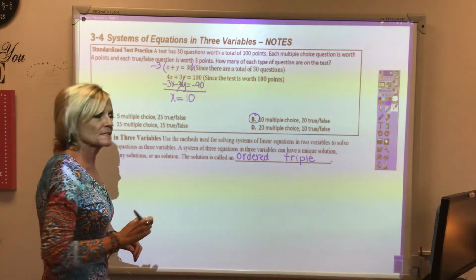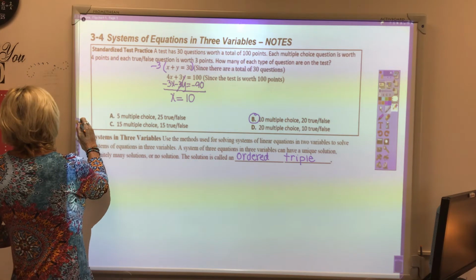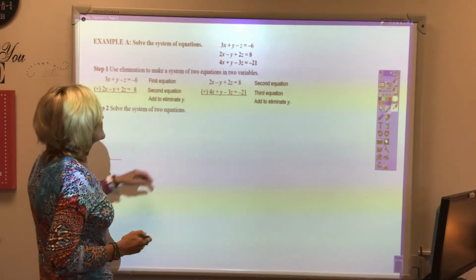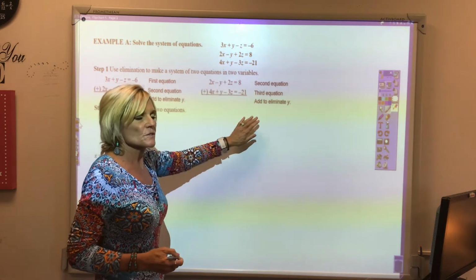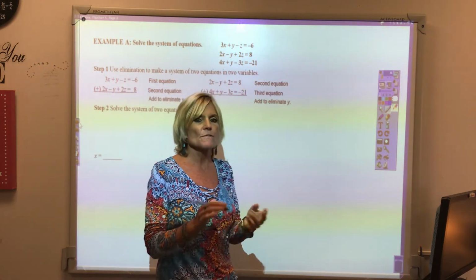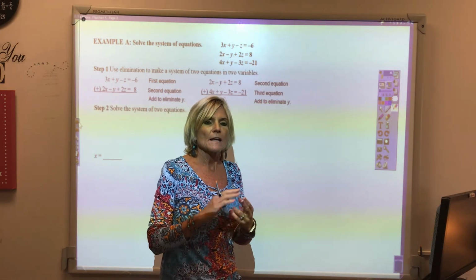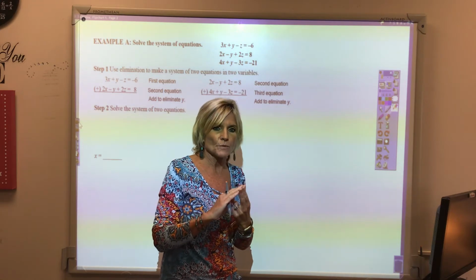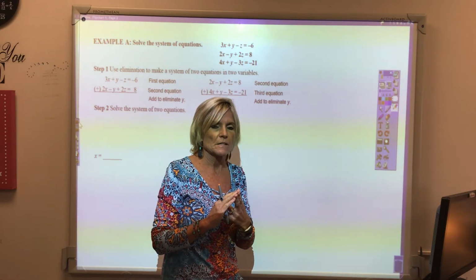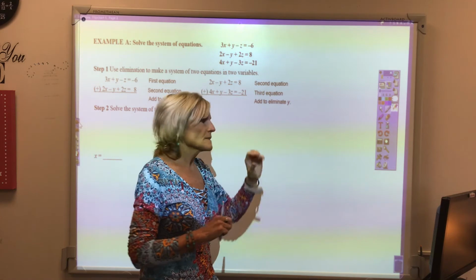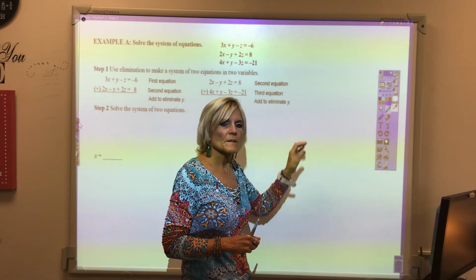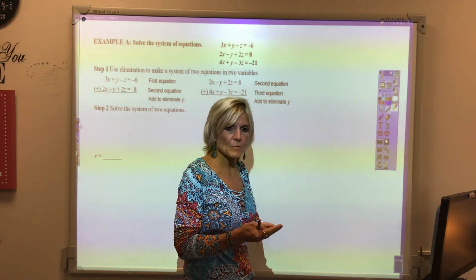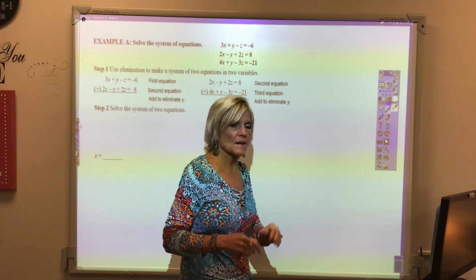So let's try one together. Here's our system of three equations. The method that you use to solve these is you pick two of the equations and eliminate one of the variables in those two equations. Then you pick a second set of two equations, two of the three, and eliminate the same variable. That's going to be our first step.